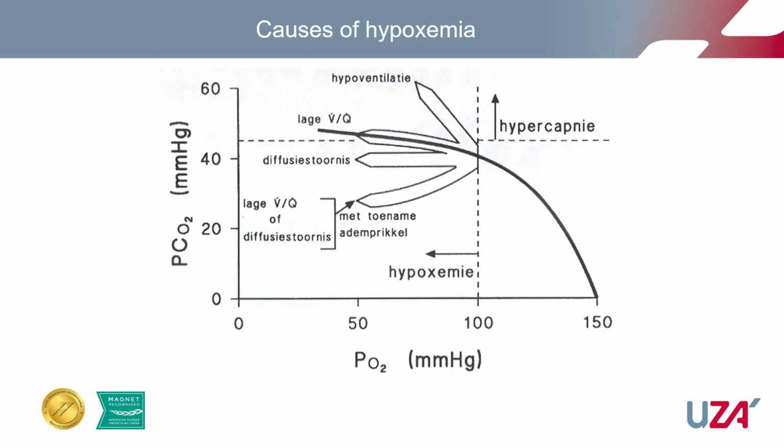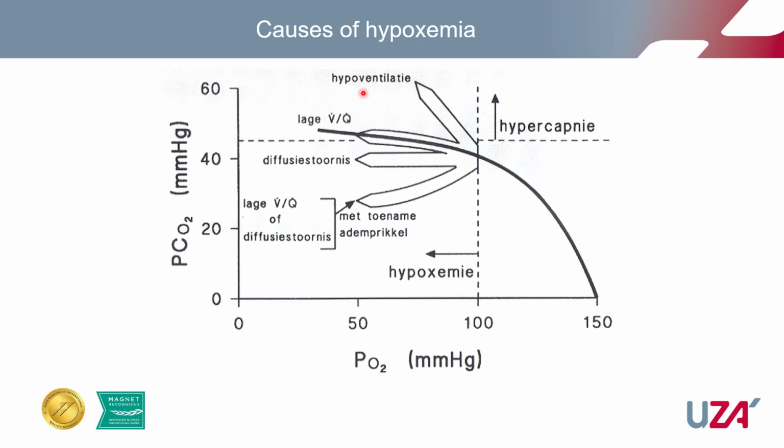In this slide, the causes of hypoxemia are shown. On the x-axis is the PO2 and on the y-axis the PCO2. If the PCO2 is more than 45 millimeters of mercury, which is represented by this dashed line, there is hypercapnia. And if the PO2 becomes less than 100 millimeters of mercury, given by this dashed line, there is hypoxemia.